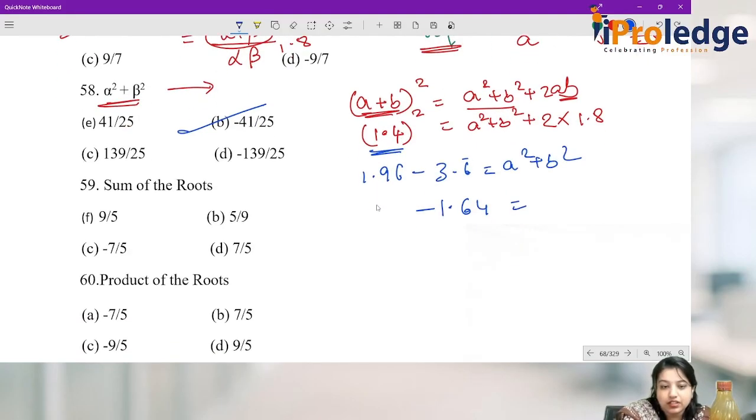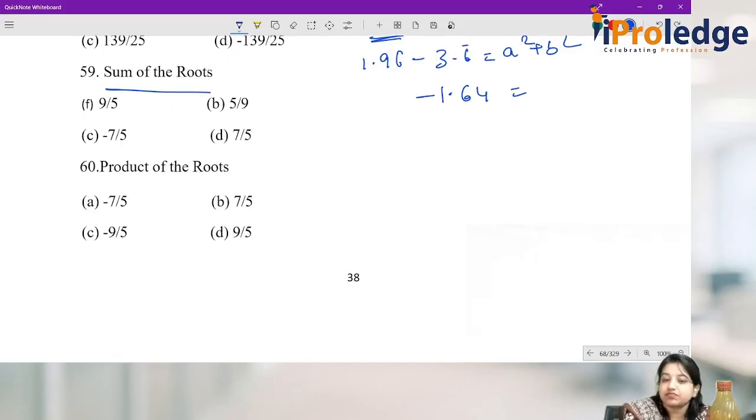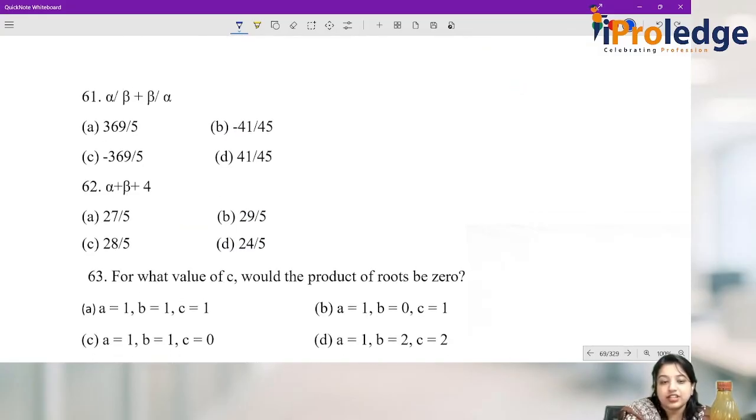Okay. What is the sum of the roots? Option B, minus 7 by 5 or 7 by 5, and the product of roots is 9 by 5. Very good. Next, who is there?